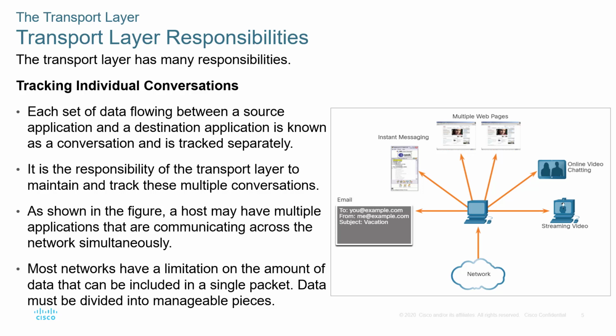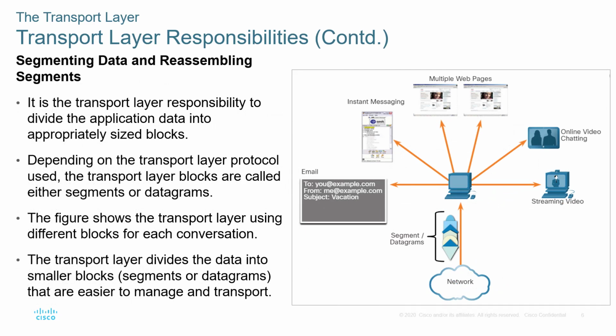So when we say individual conversation and tracking, that also includes that segmentation. Again, piecing the data into manageable chunks is part of that segmentation. As it is sent through the network, it also has to be reassembled, so that happens at this layer as well. Each group or package of data that is sent has to be able to be put back together. The transport layer divides the data into smaller blocks, again segments or datagrams. They're easier to transport and manage.